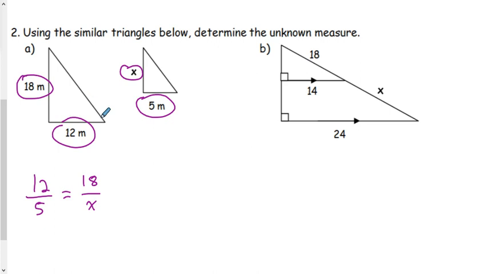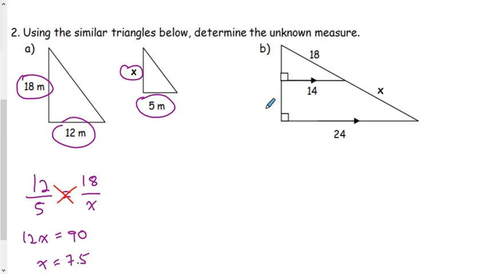Let's solve. We've got to do our cross multiply. We're going to end up with 12x equals 5 times 18. That's going to be 90. Divide both sides by 12. We end up with x is 7.5. Were you able to get there? Okay, let's try our next one.